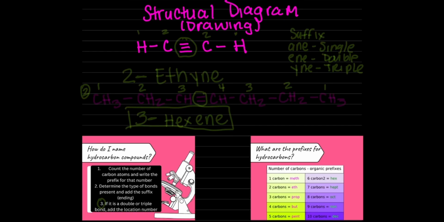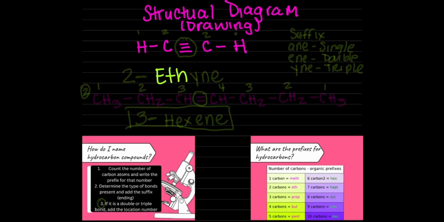So now that's important. So the first thing that you're going to do, if they give me the drawing, that means they want me to write the name. Okay. So the first thing that I'm going to do is count my number of carbons. So I see that I have 1, 2. I see that I have 2 C's, which means that I have 2 carbons. If I have 2 carbons, that means that my prefix for 2 carbons is ETH. So I am going to write ETH. All right. So that's the prefix for 2 carbons.